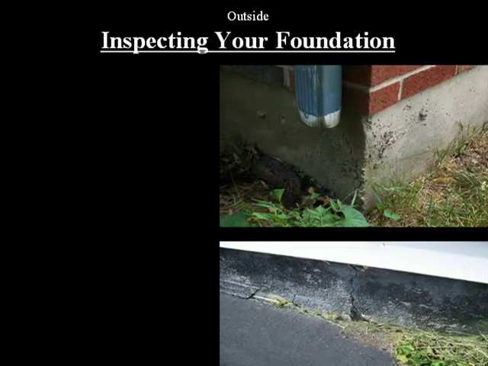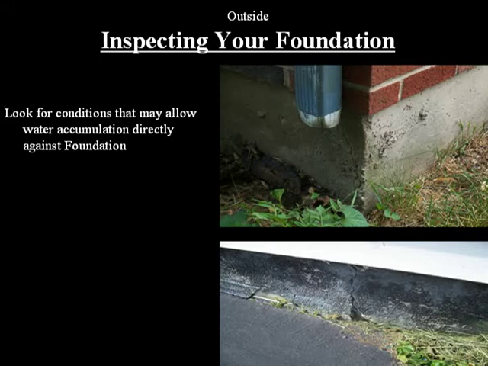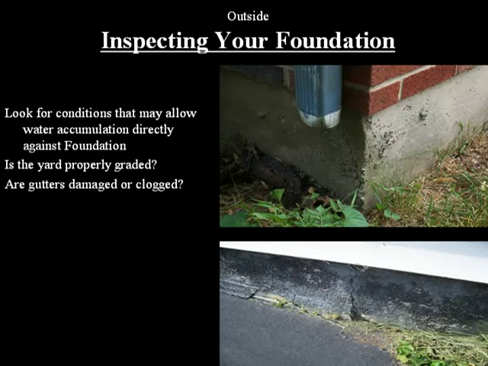When you walk around your house, look for any conditions that can allow water to accumulate around the foundation. The picture on the top right is a downspout which is not taking water away from the house as it should. Instead, all the water that drains here accumulates directly against the foundation. Also, ask yourself if your yard is properly graded to the specs we talked about in the lot section. Are your gutters intact and unclogged?